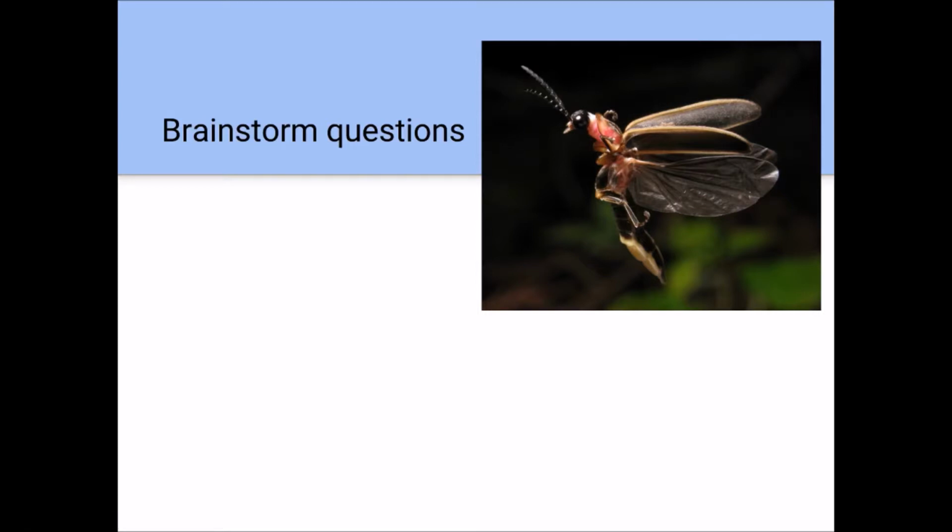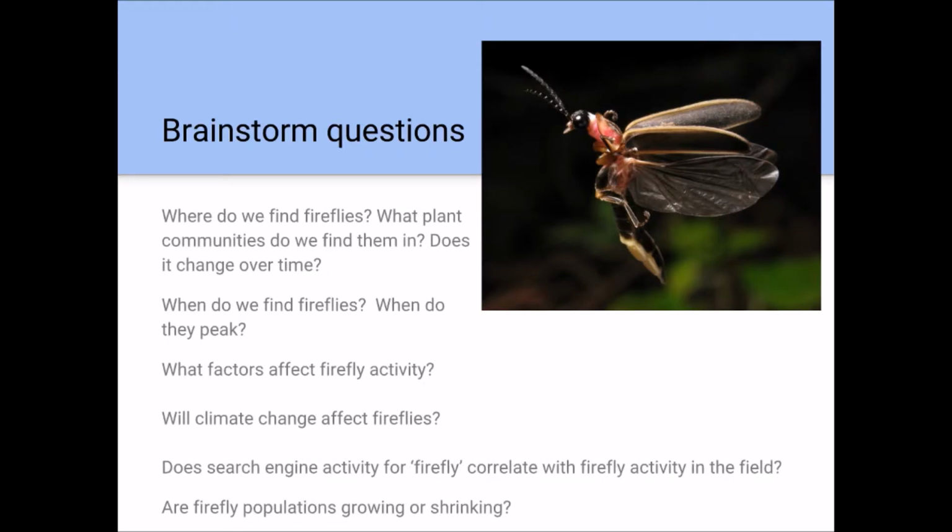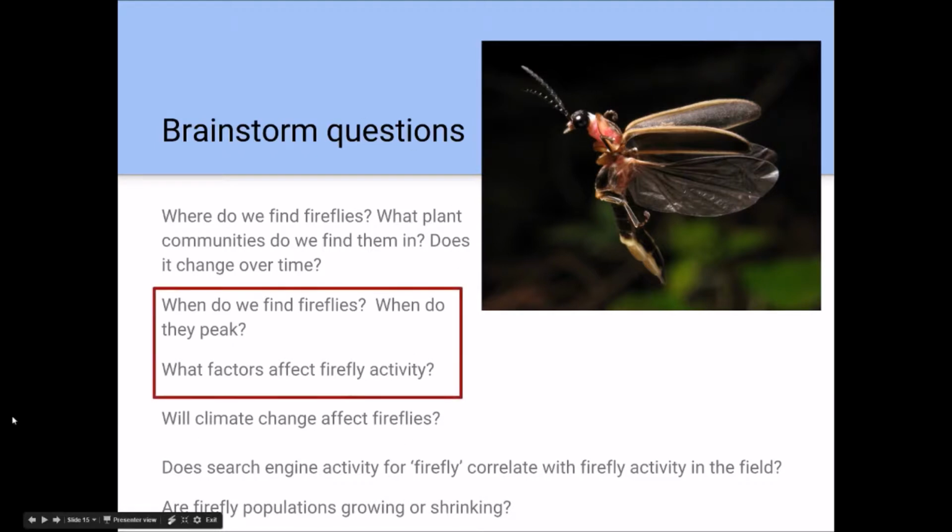So I told my students about this data set, and I had them brainstorm questions that they could ask of it. So questions like, where do we find fireflies? What plant communities are they associated with? And does it change over time? And so they asked all these questions. Where do we find fireflies? When do they peak? What factors affect firefly activity? And so on and so forth. In this presentation, I'm going to focus in on these two questions here. I'm just going to present our data and our workflow associated with these questions. But we actually did explore all of these different questions.